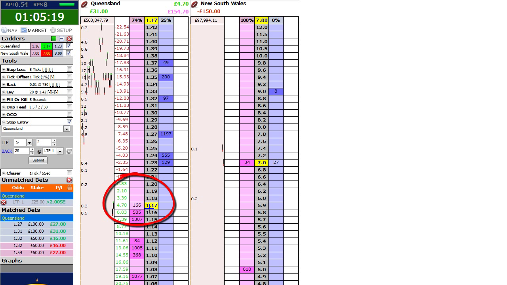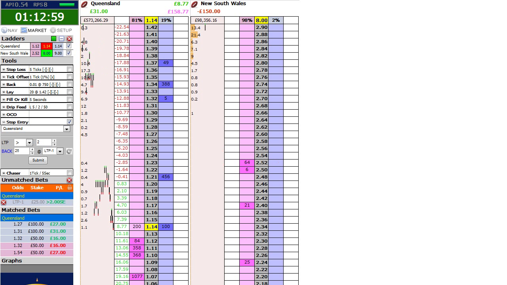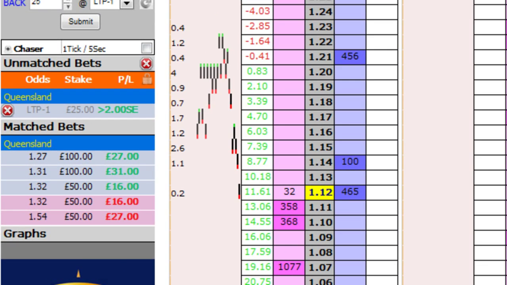and the price has dropped to 1.17. So you see I'm now in profit. I've got green figures on the left. The lower the price goes, the more I make. So those green figures indicate how much profit I've made at this point. It's trading now 1.2. So you see I can get out for a profit of £11.61 on both teams.